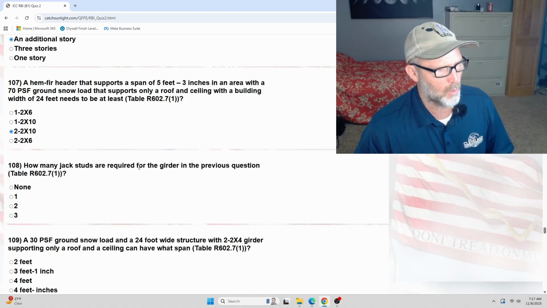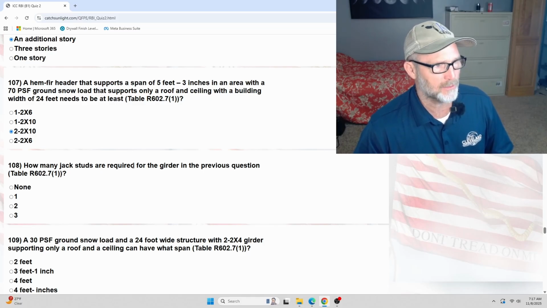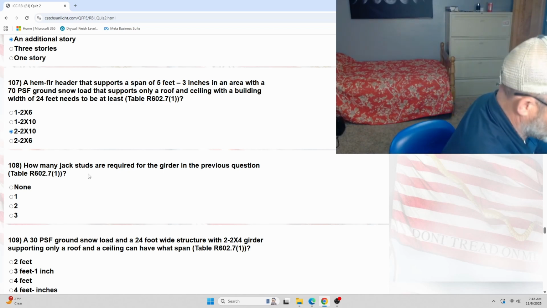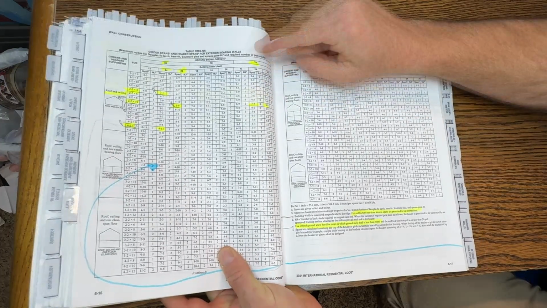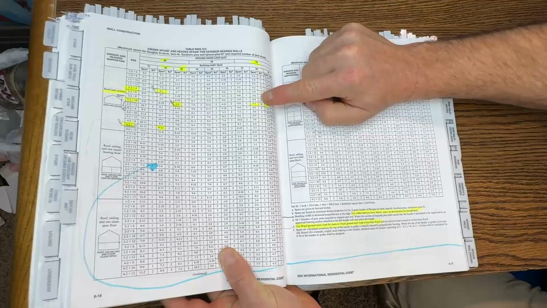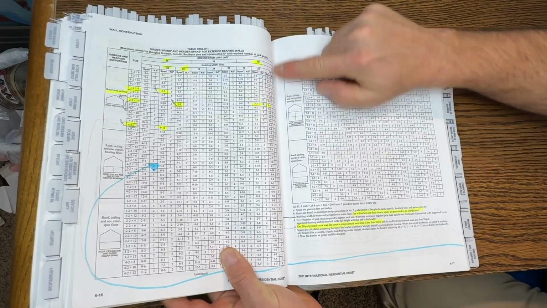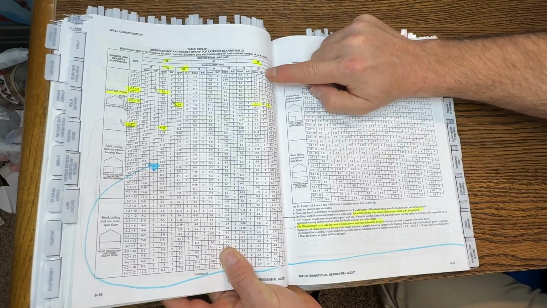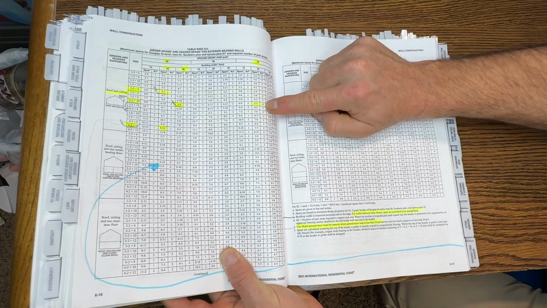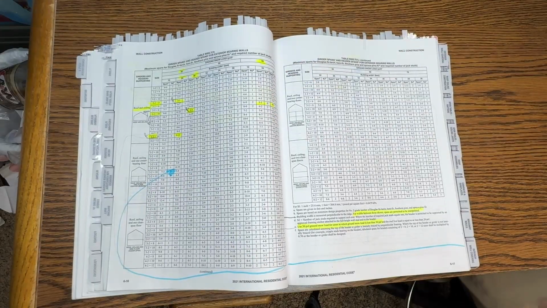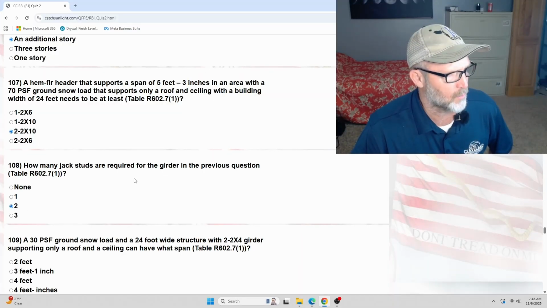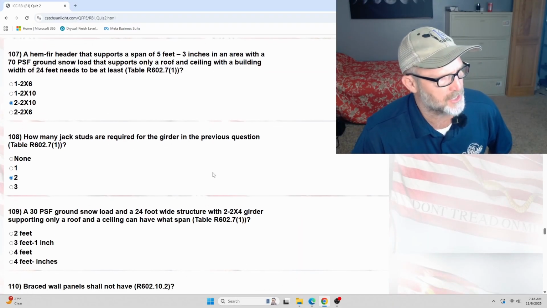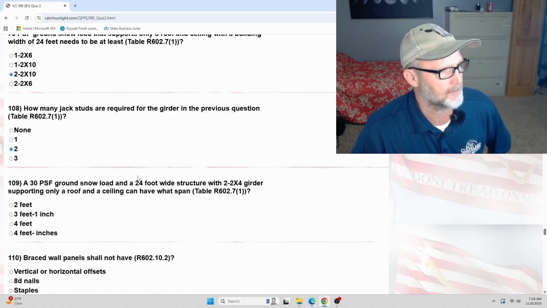So how many jack studs are required for the girder in the previous question? So we just talked previously, that table, R602.7 parenthesis 1. We had the 5'3" and all the other stuff that I already went through. How many jack studs do you need? Now let me show you how you find that. So if you look, what you have here, 5'3", we had the 2 2x10s, 70 PSF snow load, NJ is number of jack studs. And if you look right there, it's 2. So each side you need 2 jack studs. I know a lot of people are used to just framing with one, but if you have heavier situations, heavier loads, you need 2 jack studs on each side of that girder.